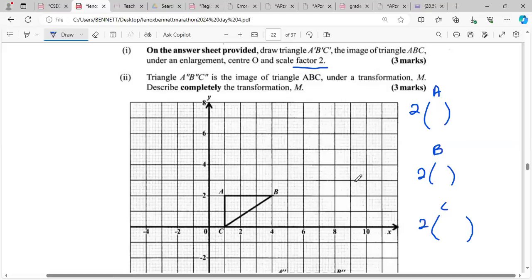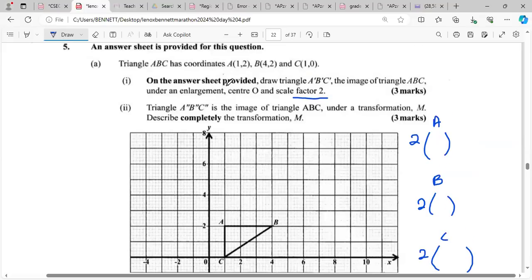So they gave us the coordinates, but we can look at this and figure it out as well. But we could use what they gave us, it's easier. A is originally (1, 2). So all we have to do is multiply each by 2. So 2 ones is 2, 2 twos is 4. This is our new point for A. Same thing for B. B is (4, 2), so we multiply by 2: 2 by 4 is 8, and 2 by 2 is 4.